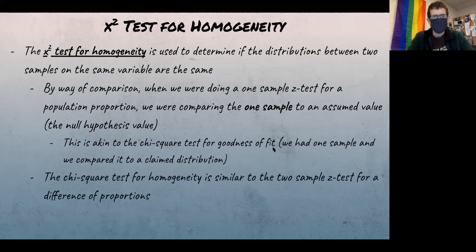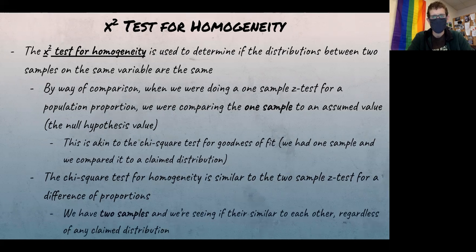The chi-square test for homogeneity is similar to a two sample z-test. We don't have a baseline that we're comparing against. We're just taking two different samples. We're saying, are this sample and this sample essentially the same thing, or is there a difference between them? So you can see right here, we have two samples and we're seeing if they are, oh no, I put the wrong thing there. If they're similar, oh, I'm fixing it, sorry.